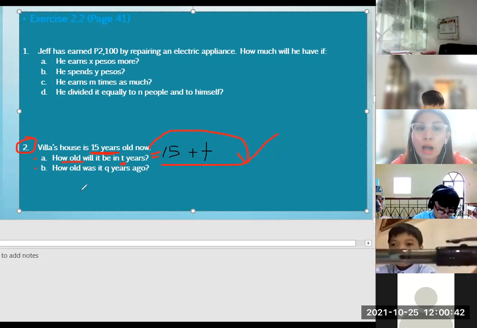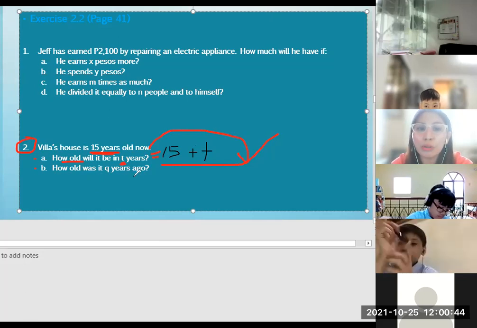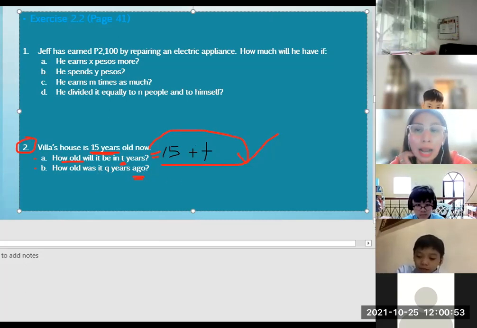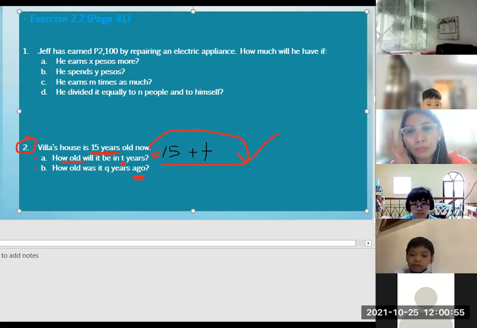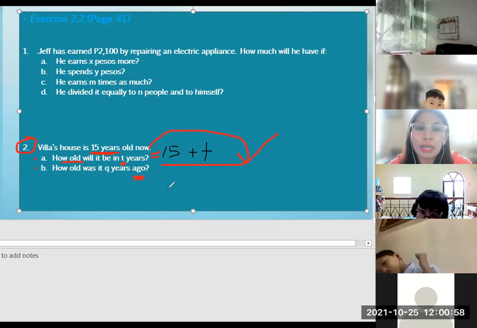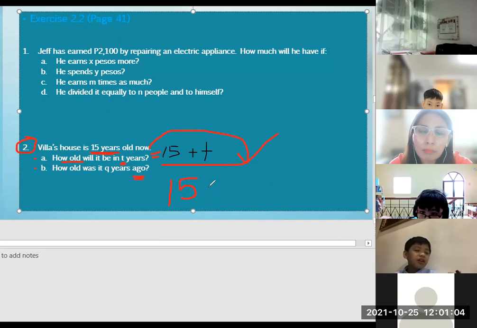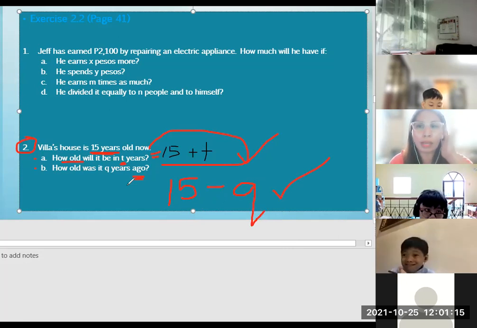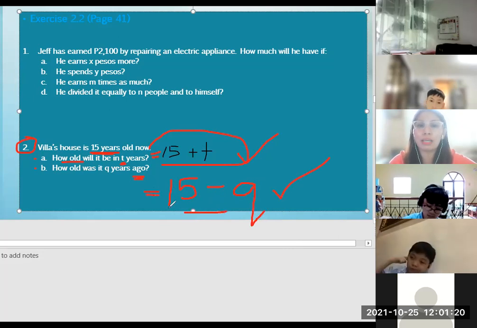And then Harold, how old was it a few years ago? The keyword here is the term ago. As you can see on Harold's answer on the chat box, it's 15 minus Q. So let's deduct from the 15 years because we have the keyword, the term ago. Okay, Harold is correct. So 15 minus Q.